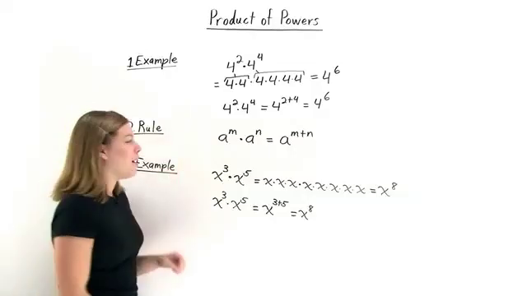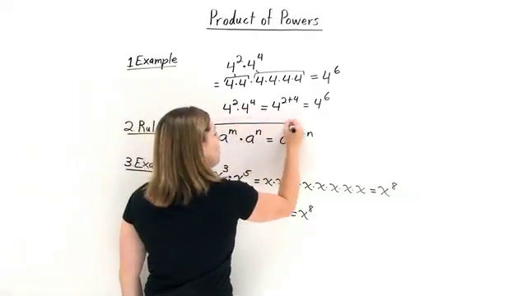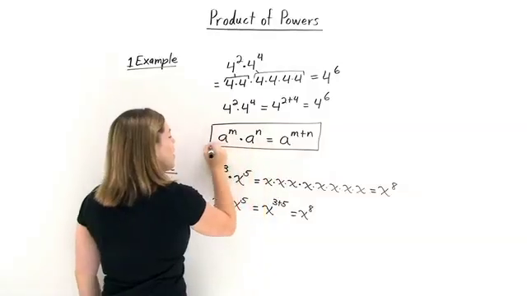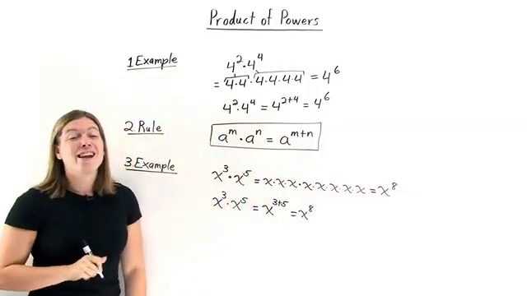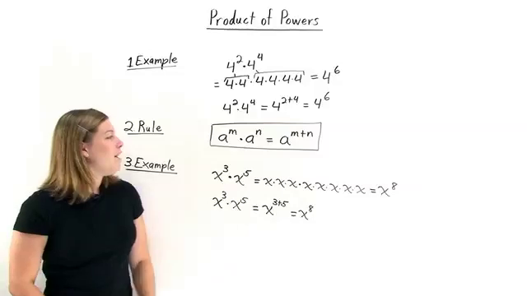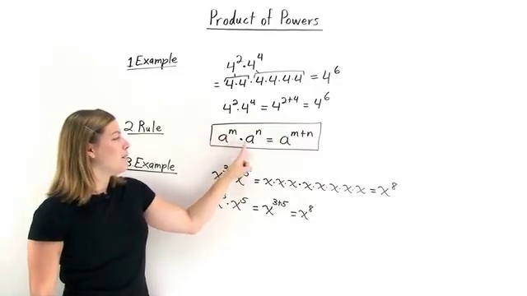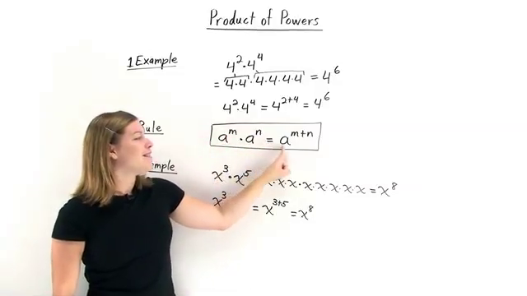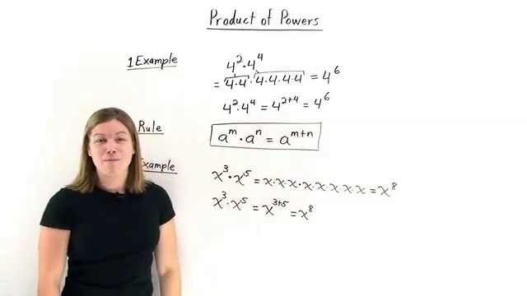So now we know about the product of powers rule. The product of powers rule states that for any number a and for any integers m and n, if we have a raised to the m power times a raised to the n power, that's the same thing as a raised to the m plus n power.